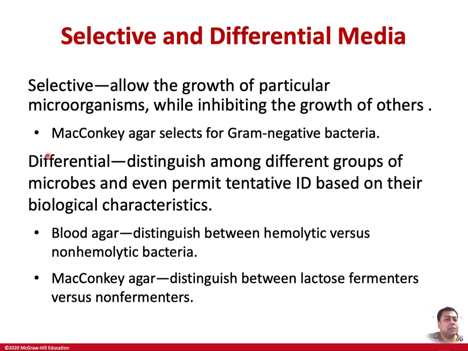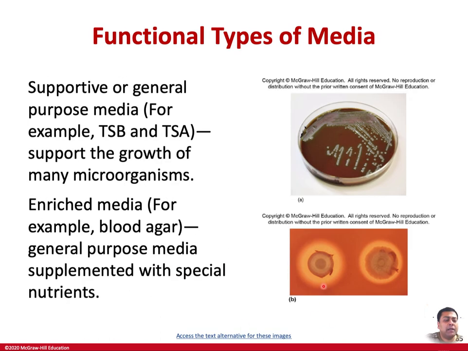On the other hand, the differential media distinguish among the different groups of microbes and even permit a tentative ID based on their biological characters. Say, for an example, blood agar, which we talked about just now, distinguishes between hemolytic versus non-hemolytic bacteria. What do we mean by non-hemolytic or hemolytic? Hemolytic means that they produce hemolysins. You have this particular halo-type structure around the colony. If you don't have that, it is a non-hemolytic bacteria.